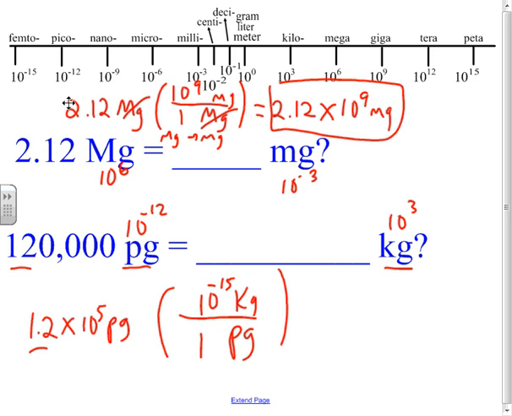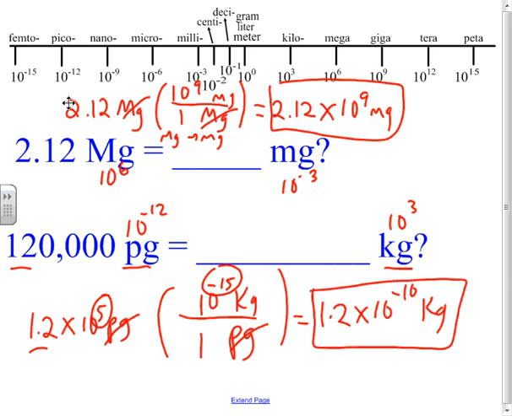And now when you multiply through, we can just add the exponents. A positive 5 and a negative 15 is going to give us 1.2 times 10 to the negative 10th kilograms. Again, picograms will have canceled out. And so that is dimensional analysis.